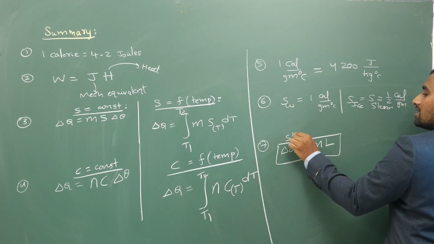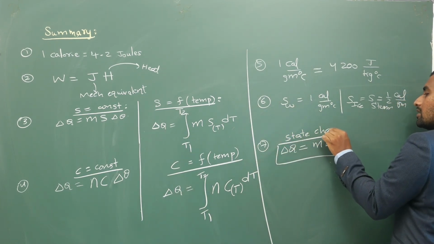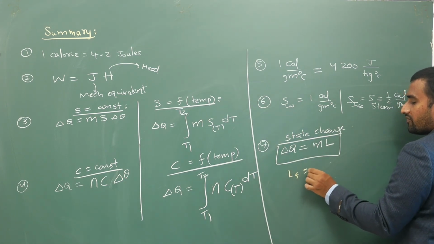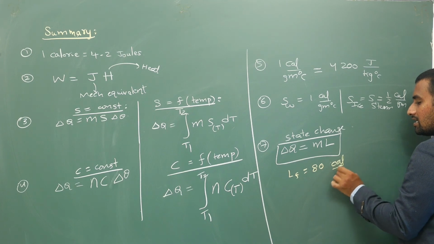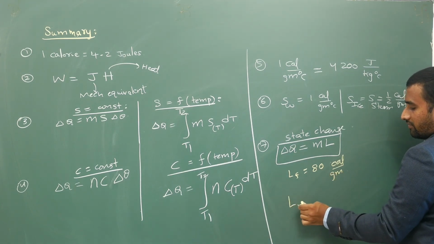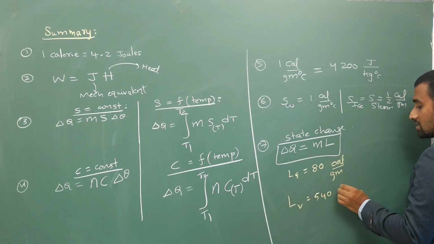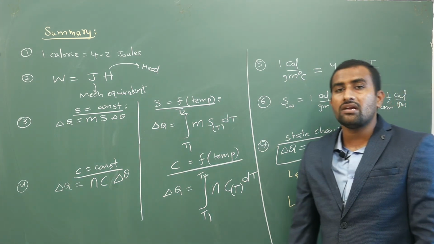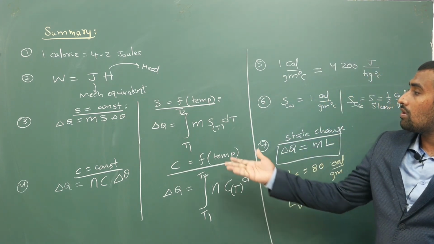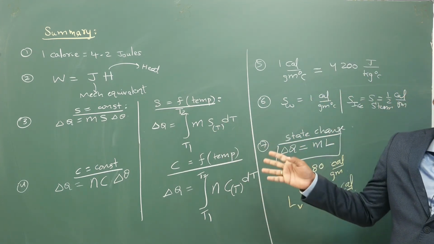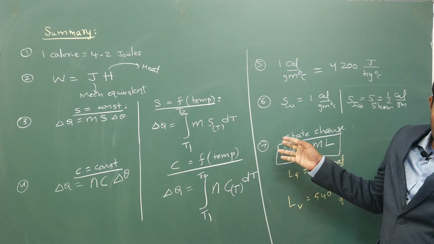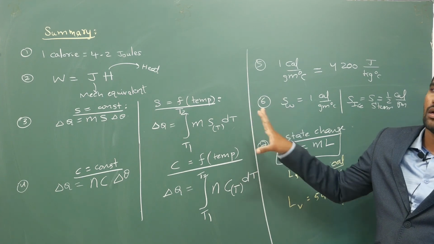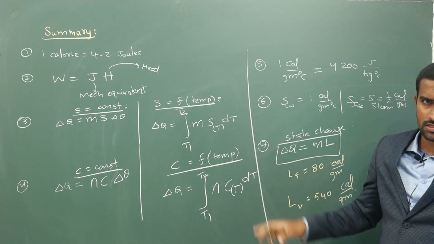This is when there is state change from solid to liquid, and then liquid to gas. Here latent heat of fusion is 80 calorie per gram. Latent heat of vaporization for the ice water combination is 540 calorie per gram. So right from the start you are supposed to remember all these results. Using these results, we are going to solve all the questions.